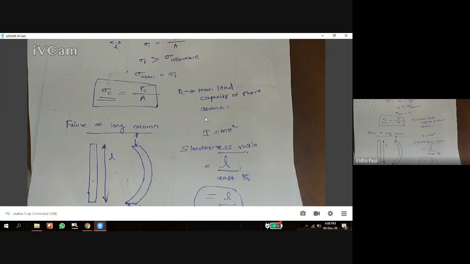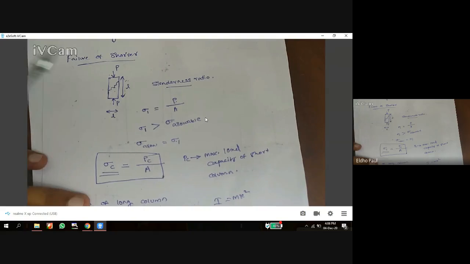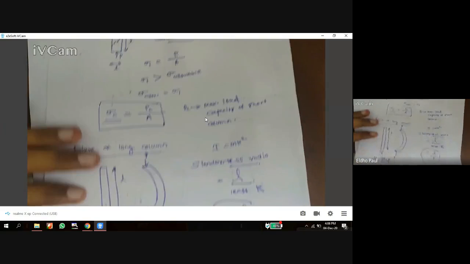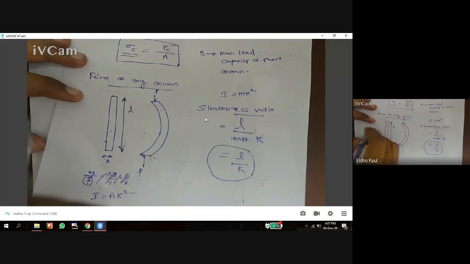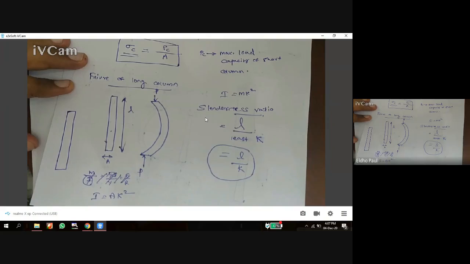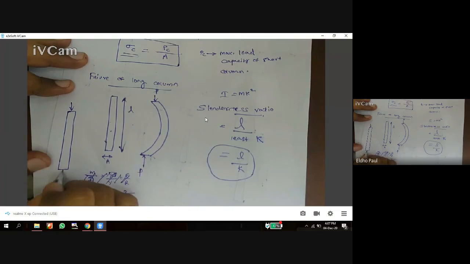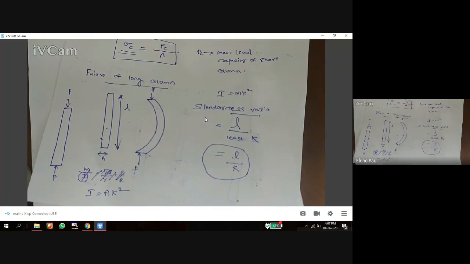Okay, that is about slenderness ratio. Based on the slenderness ratio, we can check whether the column is a long column or a short column. If it is a short column, it fails by crushing, and if it is a long column, it fails by buckling. Okay, and one more thing, consider this long column. I am applying a force P. I am increasing the load acting on this column. It's a long column.